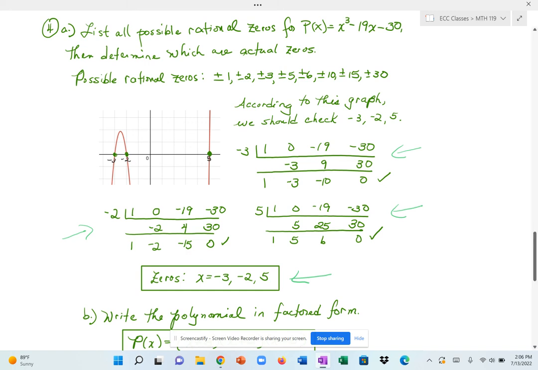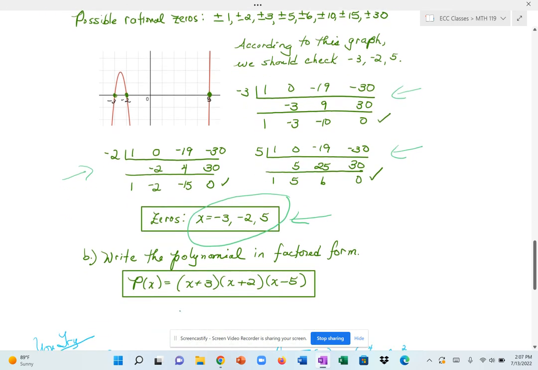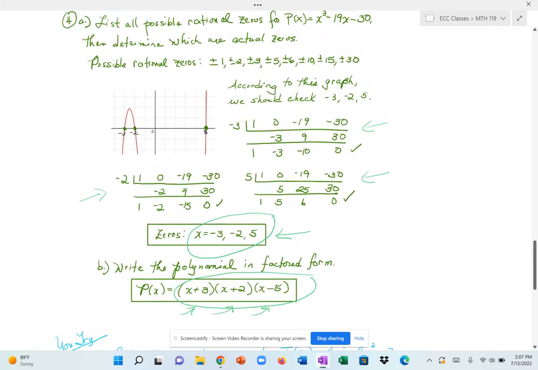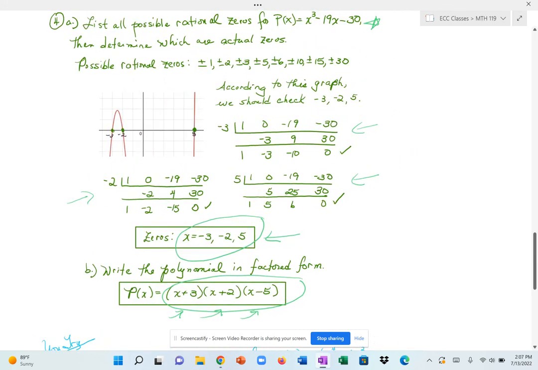Now, part B of this problem says to write the polynomial in factored form. What that means is that you have to write each of these answers here in terms of its corresponding factor. So x equal to -3 corresponds with the factor of x plus 3. X equal to -2 corresponds with the factor of x plus 2. And x equal to 5 corresponds with a factor of x minus 5. If you were to multiply this out, it would equal the original polynomial that we started with, the x to the third way up here.